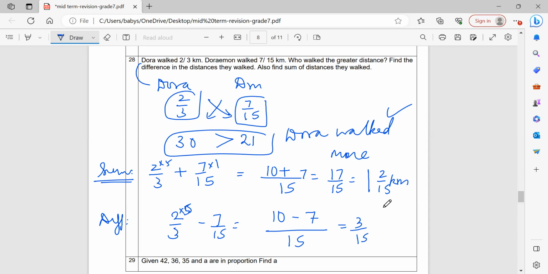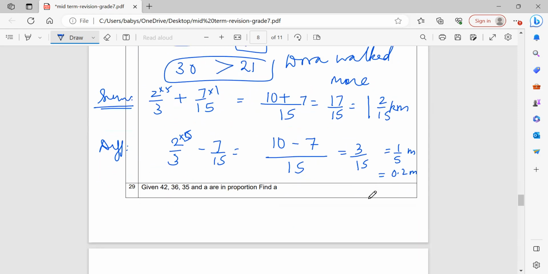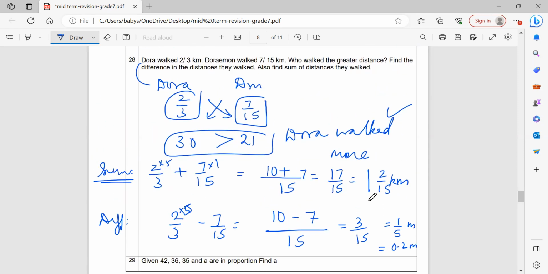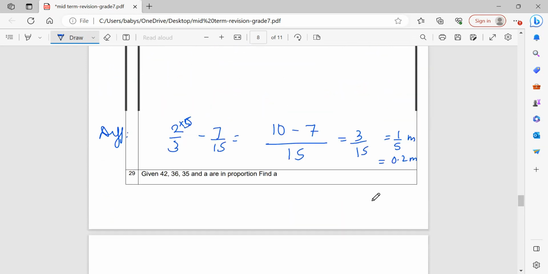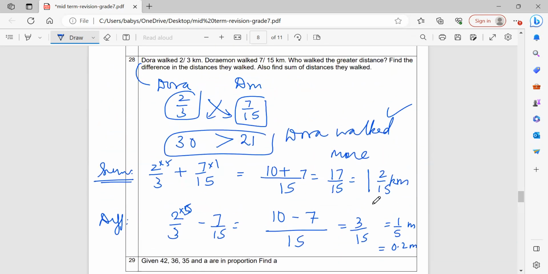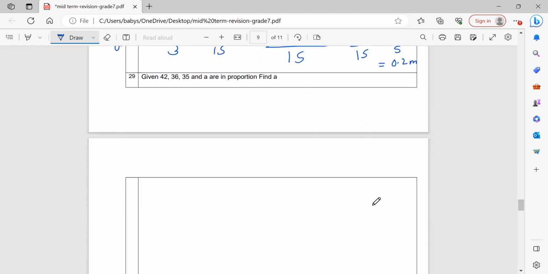Which is 1 by 5 meters. 1 by 5 means 2 by 10, which is 0.2 meters if you're looking at decimal. But of course, you can leave it at fraction itself. Then moving on, so you can get these kind of sums. Be very careful because here it's the knowledge of fractions, addition, fraction, subtraction that is being used.